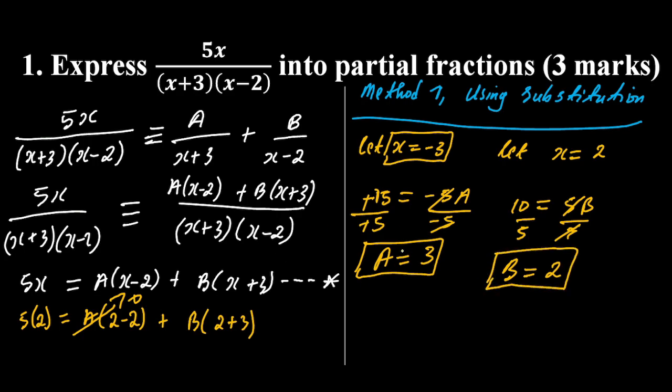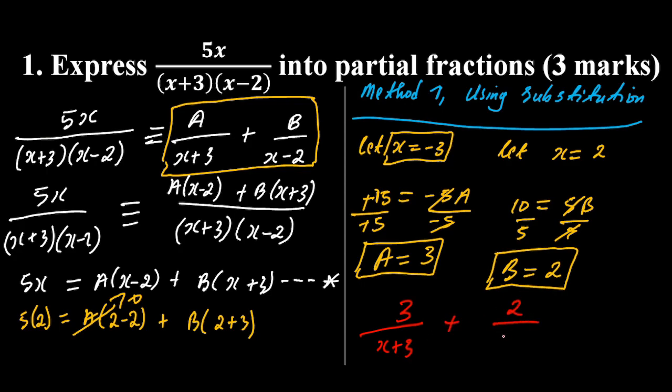So having our values of A and B, to get our partial fraction, we simply substitute them here. Our A is 3, so we're going to have 3 divided by x plus 3, plus B, which is 2, divided by x minus 2. So this is our partial fraction.